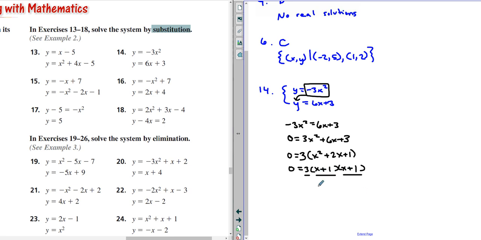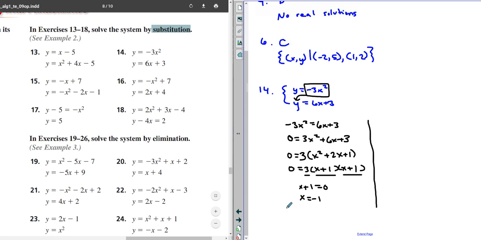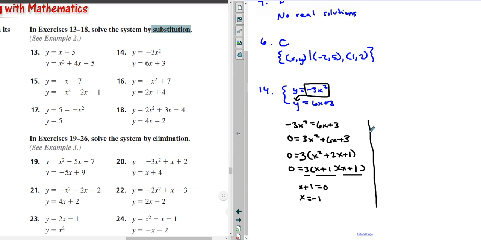But again, that's not my final overall answer, x equals -1, because I have x's and y's in my system. So I need to substitute that back in for x into one of these equations. So I'm going to use the linear equation, y equals 6x plus 3. If I substitute that in for x, I get y equals 6 times -1 plus 3. So I get y equals -6 plus 3, or y equals -3.